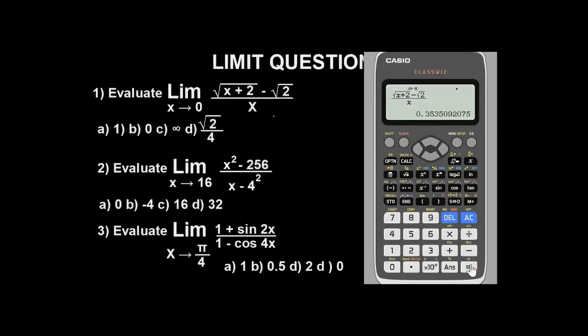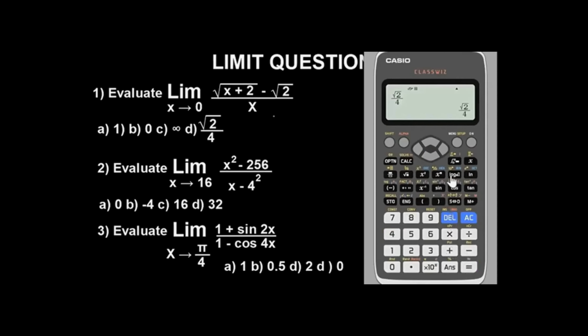Okay, we have 0.35. So option A says 1, no, it is not the answer. Option B, 0, is not the answer. Option C, infinity, is not the answer. The answer has to be option D. So let's convert this fraction into a decimal number. Let's check option D. Let's verify it. Let's wipe out. Remember, we're having 0.35 here. So let's verify this. Use this fraction, this radical 2 over 4, equal to.